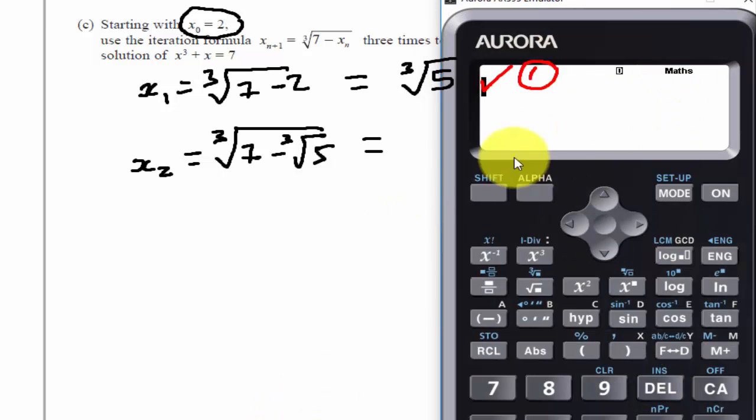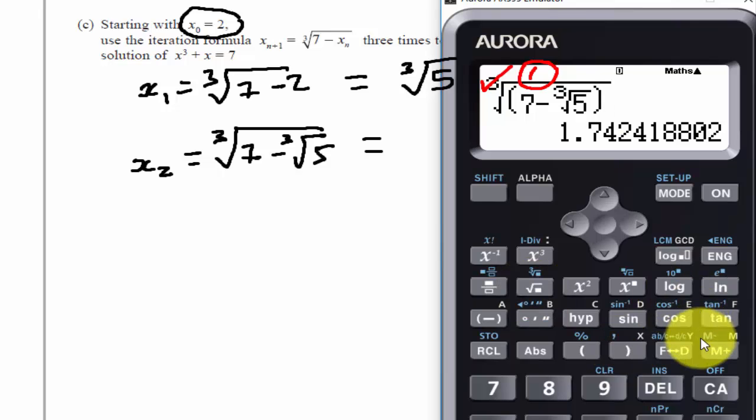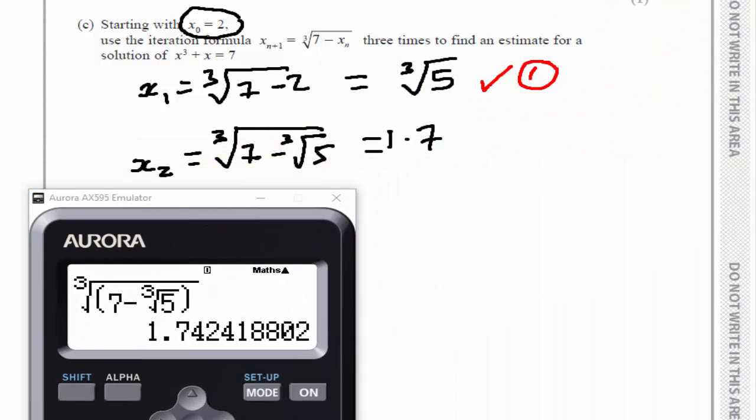You can see from this point I'm going to need to use my calculator. So I'm going to have the cubed root of 7 take away the cubed root of 5, and that gives me 1.7424188. And I've now got 2 marks.